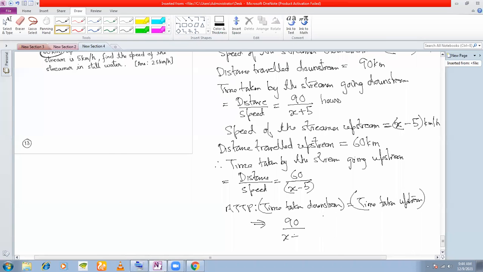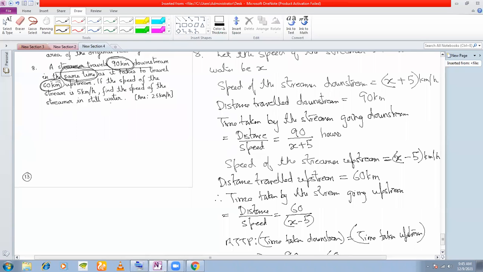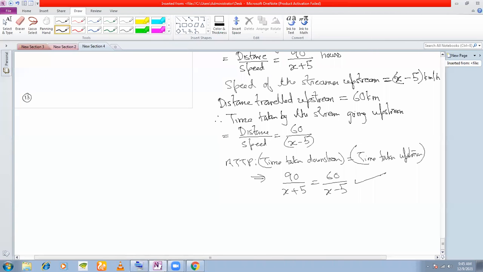And if you see the question here, find the speed of the streamer in still water. So what is the speed of the streamer in still water we have taken? We have taken it to be x. So you simply need to find x here from this equation. You find out x, and that will be the speed of the streamer in still water. And the speed of the streamer that you will get, it will be in what terms? It will be in kilometers per hour. So don't forget to write the unit. Okay, so I'll stop here then.